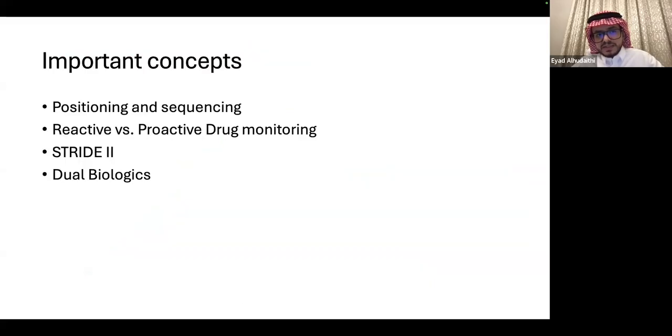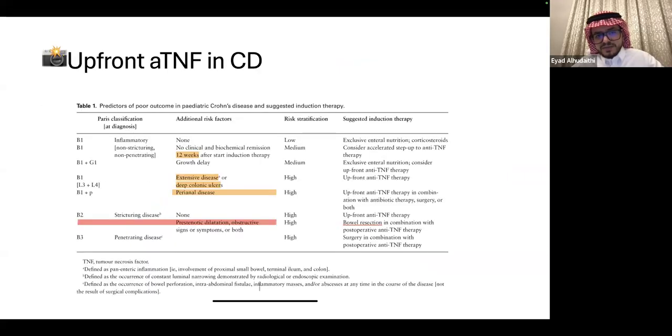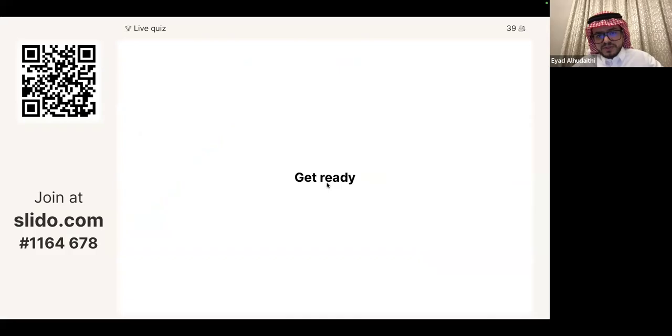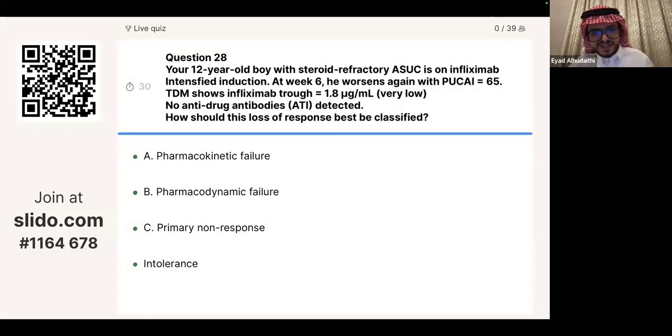So a lot of important concepts like positioning and sequencing, steroid, dual biologic. And we have gone through this slide before. So I guess we have three more questions to go.